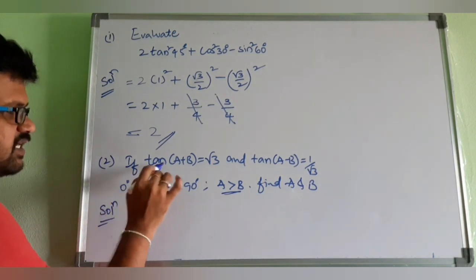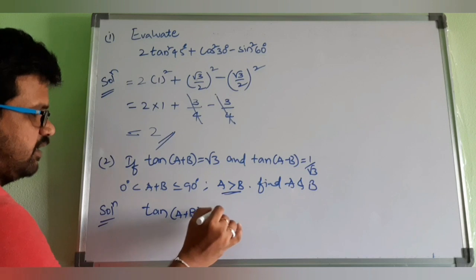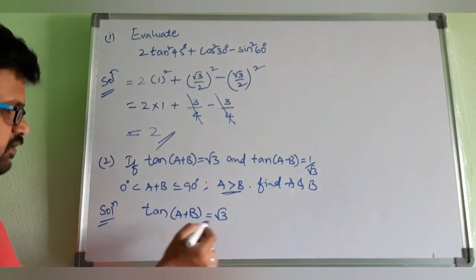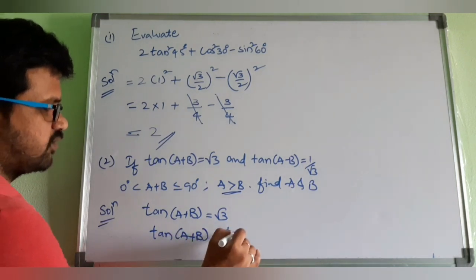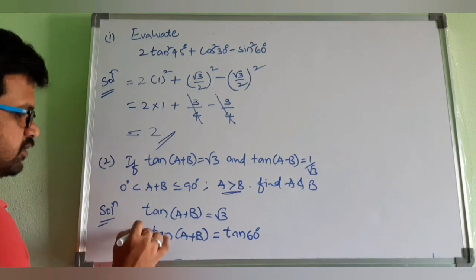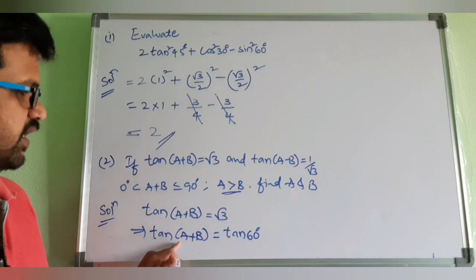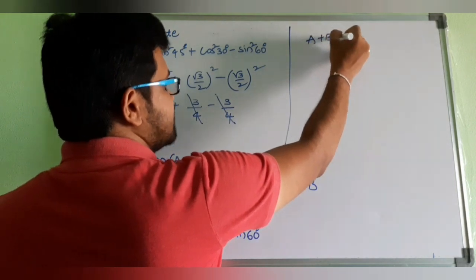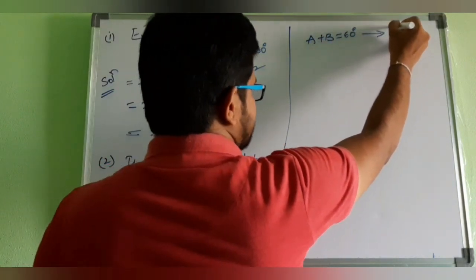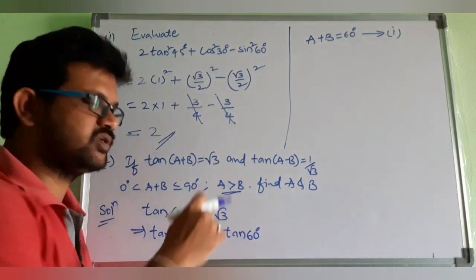first you write what is the given condition. Tan a plus b is equal to root 3. Right. We know that root 3 is nothing but how much? Tan 60 degrees. So tan A plus B is equal to tan 60 degrees. So both sides ratios are same, see tan and tan. So A plus B must be equal to 60 degrees. Let us take this as equation 1. Why A plus B is equal to 60 degrees? Both sides ratios are same. When both are equal, A plus B must be equal to 60 degrees.